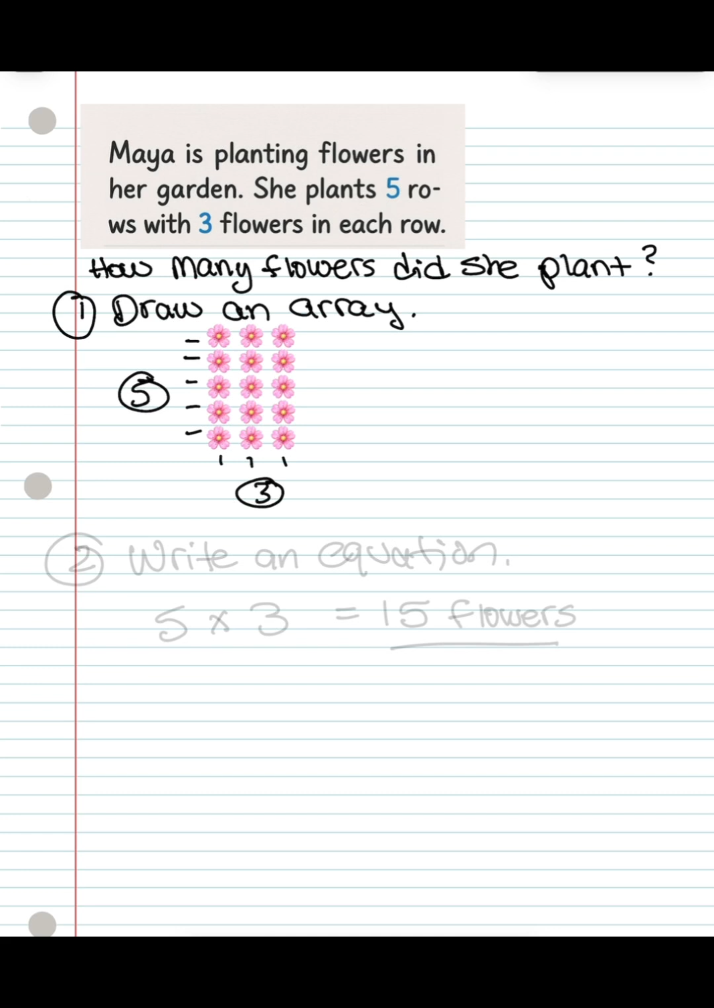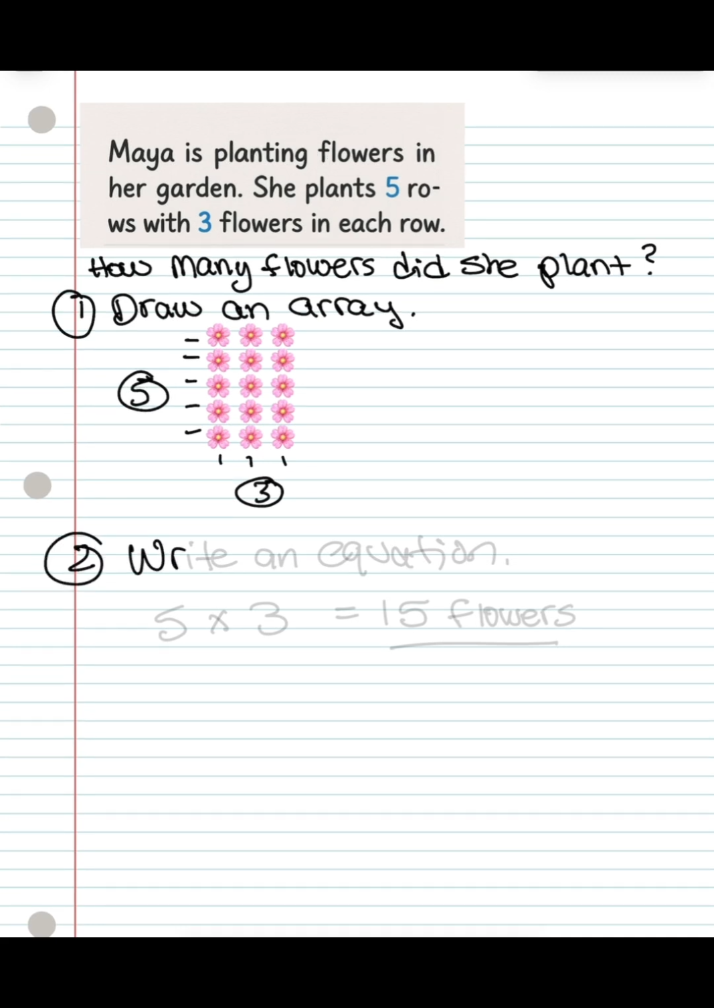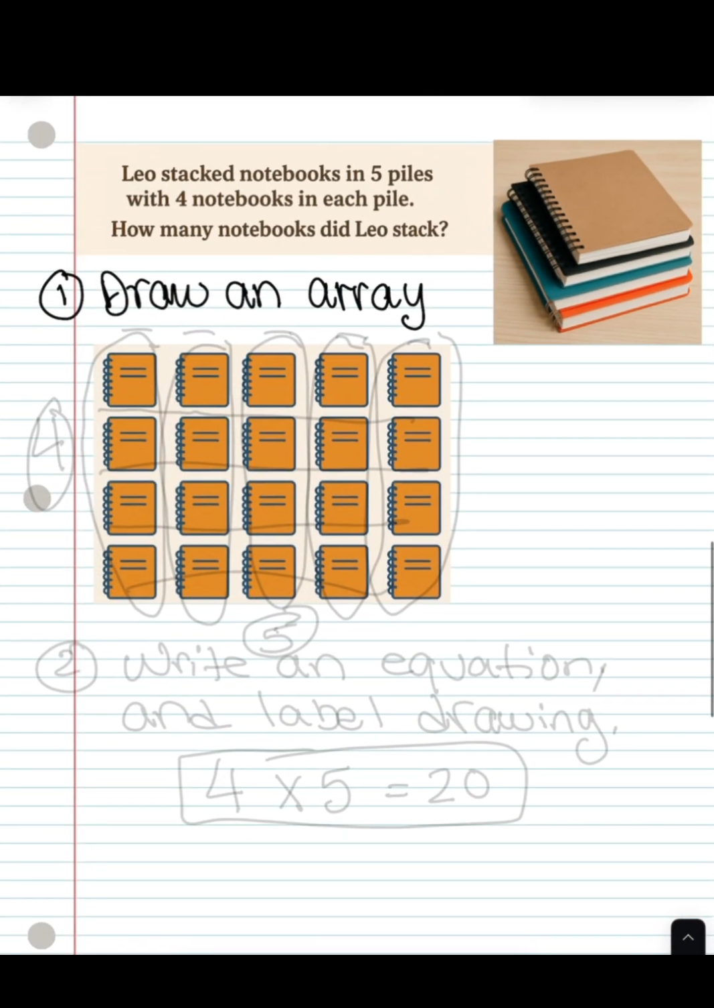How many flowers did she plant? We could just count these one by one, right? But we learned a new trick that is much faster than just counting every flower in this picture. Now we're going to write an equation. We take the rows by the columns, so that's 5 times 3, and that equals 15. So that's the total flowers that she planted.